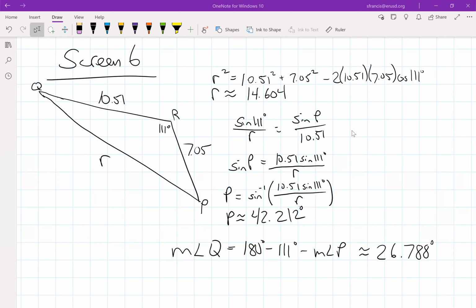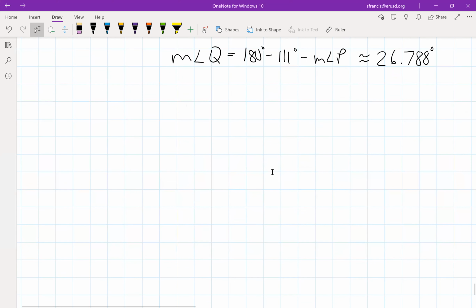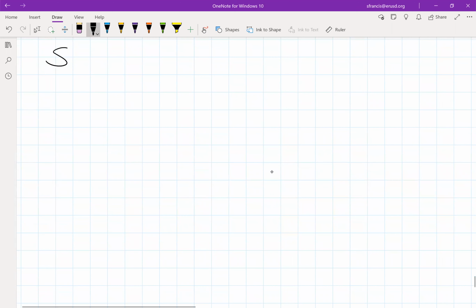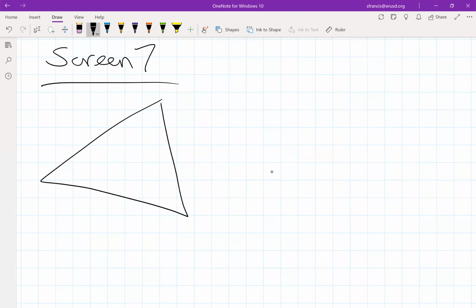All right, let me draw the picture for screen 7 for those who aren't able to access it. 9.61 on this side over here, 7.36 and 10.97, and the angle vertices are marked T, U, and V.